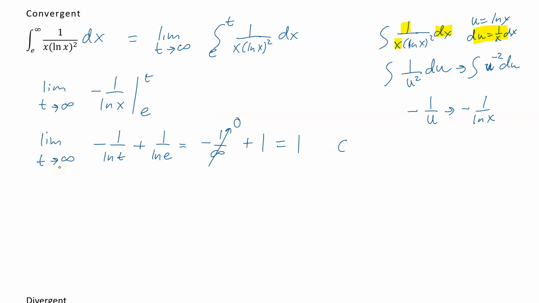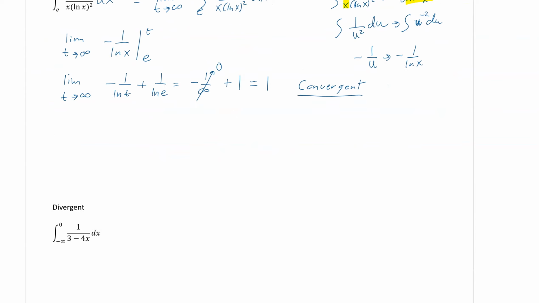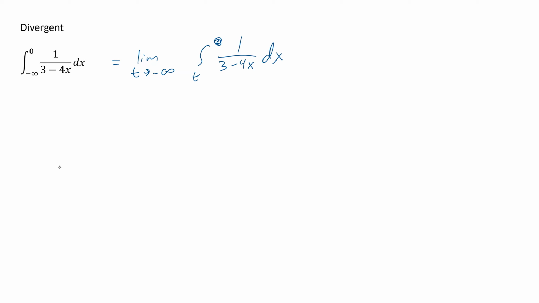So since we have a limit, this is convergent. It converged. All right, now let's look at one that is divergent. So let's rewrite it first. So we know this one's limit is not going to exist. So this is the limit as t approaches negative infinity of the integral from t to 0. All right, now let's take our integral. So we have 1 over 3 minus 4x dx.